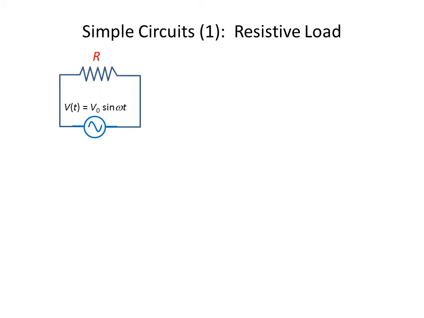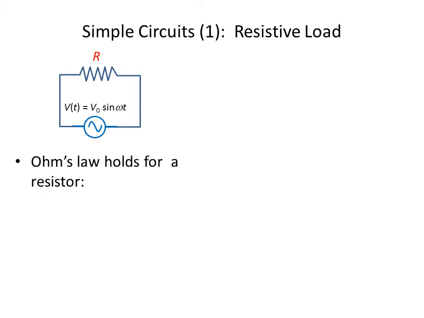In this lecture, we look at simple AC circuits. The first circuit has a resistive load. We have an AC source, which has an amplitude of V0 and a sinusoidal oscillation of sine omega t. Omega is the angular frequency. This drives a resistor with resistance R. That's the resistive load.